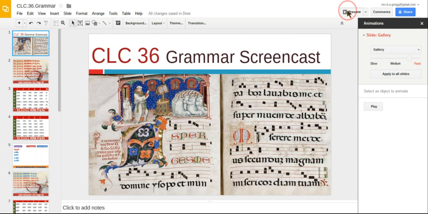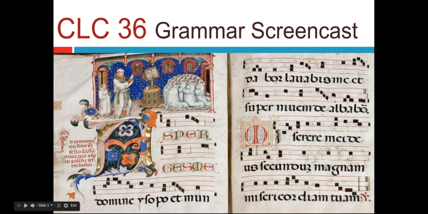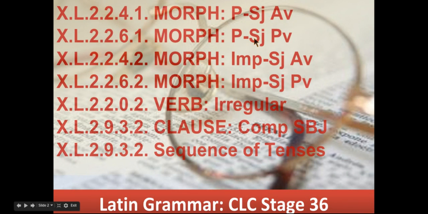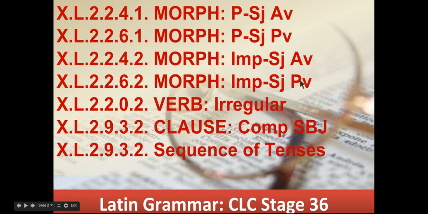CLC Stage 36 Screencast. This is fairly straightforward. We're just completing our subjunctive time. We'll be studying the subjunctive in the present, active and passive, and the imperfect, active and passive. We've already seen these, and we're going to be focusing solely upon how they're used in complement clauses of the subjunctive type. There are three complement clauses of the subjunctive type.